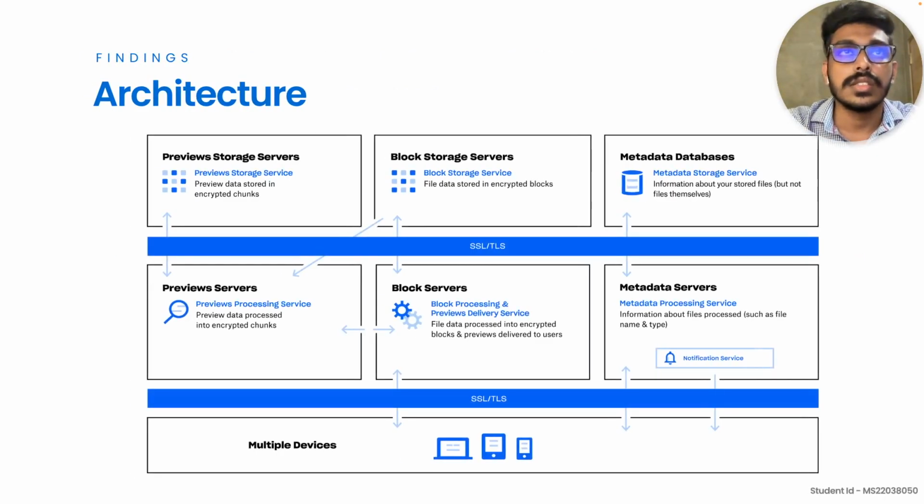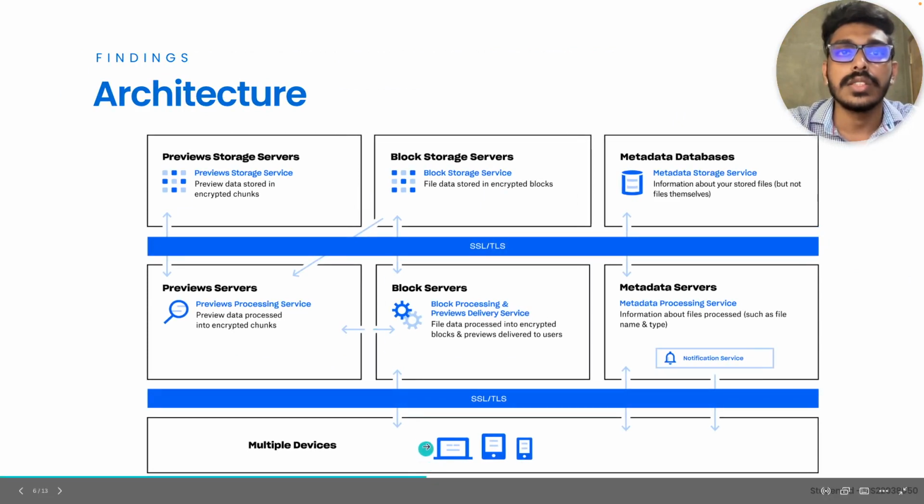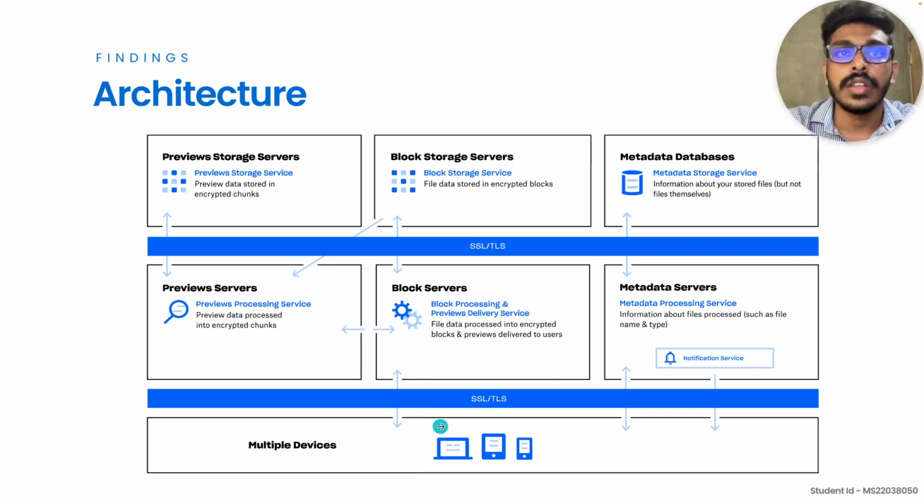This is the architecture of their system, and this is how the desktop application and mobiles talk with their servers. This is the SSL and TLS layer, and this is how each service talks to the others. They have preview storage servers, block storage servers, metadata databases and metadata servers as well. This also includes a notification service.